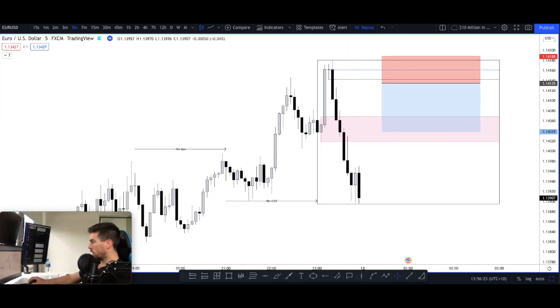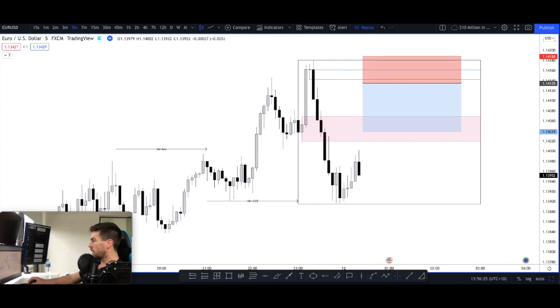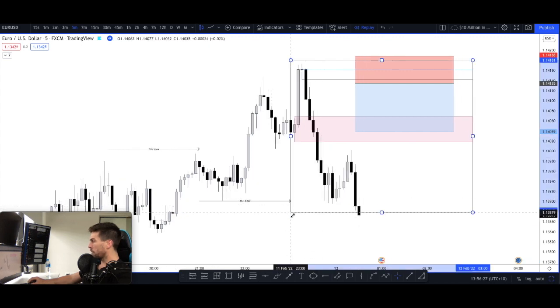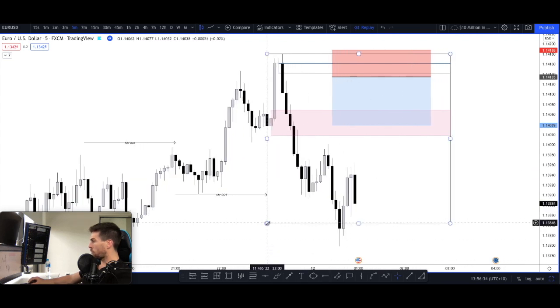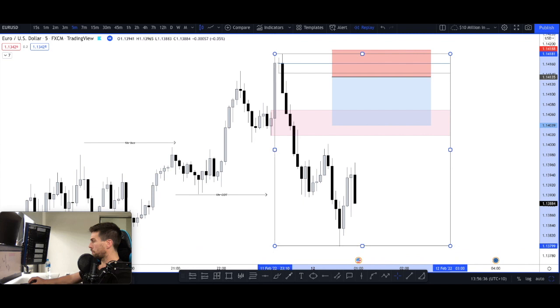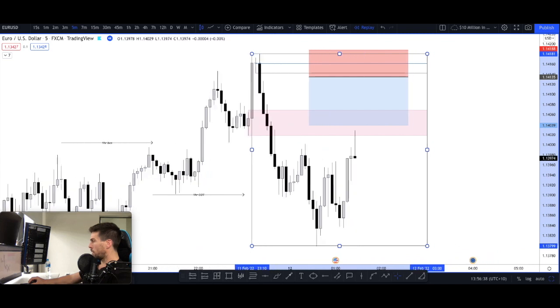All right, so let's just play through here on the 5 minute. I think we went down a little bit lower. This is our sell range. And then price action creeped up to our point of interest.